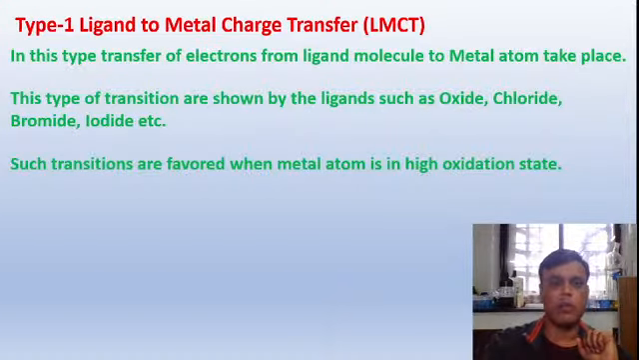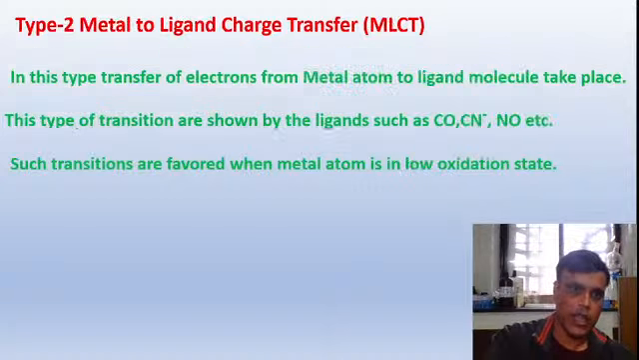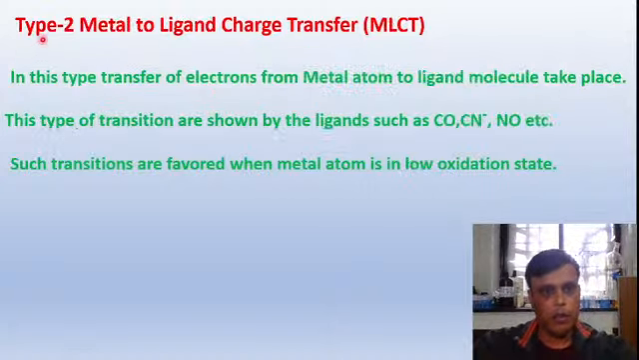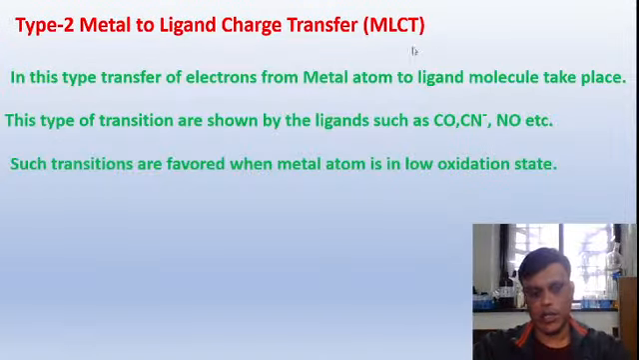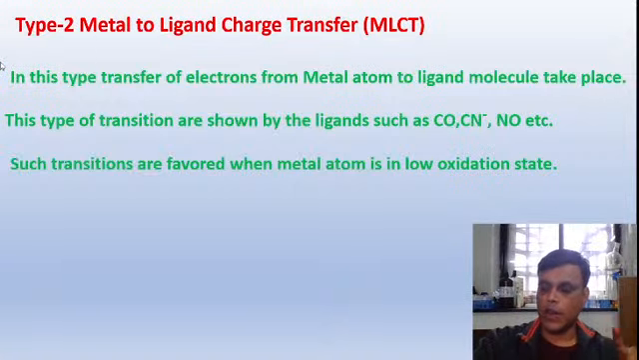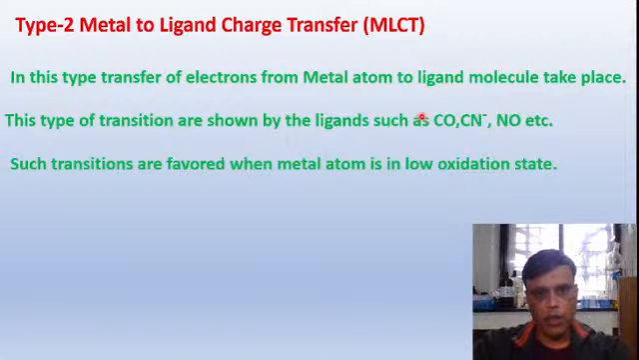So this is first type 1, ligand to metal charge transfer transition, and then type 2, which is metal to ligand charge transfer, called MLCT. In this type, transfer of electrons from metal atom to ligand molecule takes place. As the name indicates, the electrons are transferred from metal to ligand, and this type of transition is shown by ligands such as carbonyl, cyanide, NO, etc. Such transitions are favored when the metal atom is in a low oxidation state.